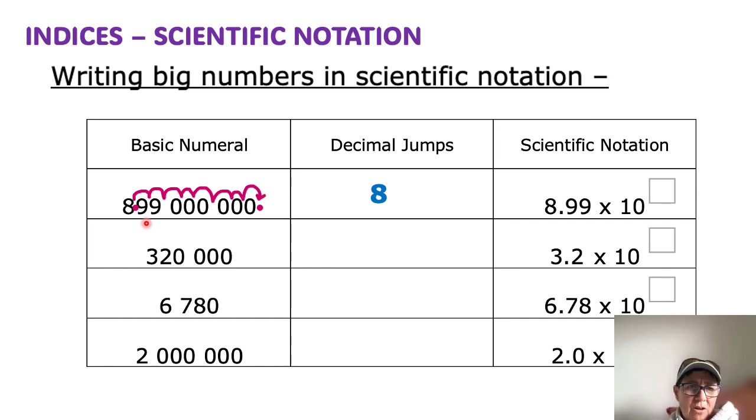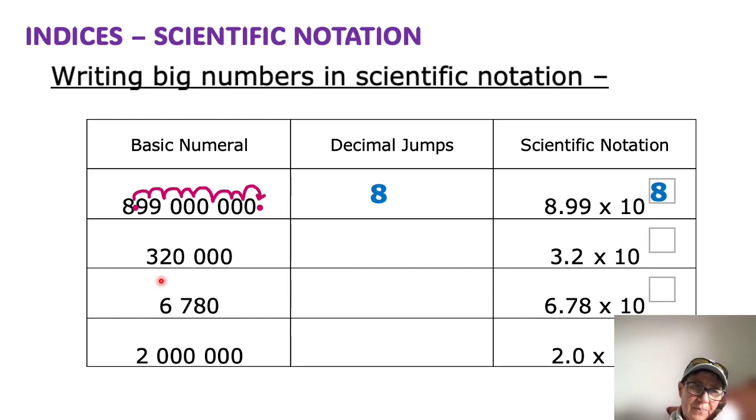I've got 8.99. And here's where the indices relationship comes in. So I'm going to do 8.99 times 10, 8 times. If I put 8.99 in my calculator and go times 10, times 10, times 10, times 10, times 10, times 10, times 10, times 10, I will end up with that ridiculous number. So this is an easier way to write it.